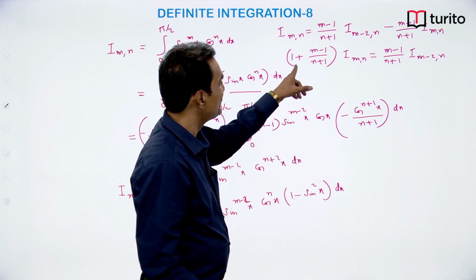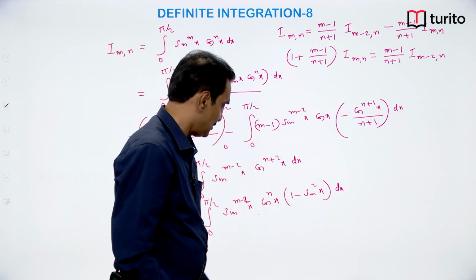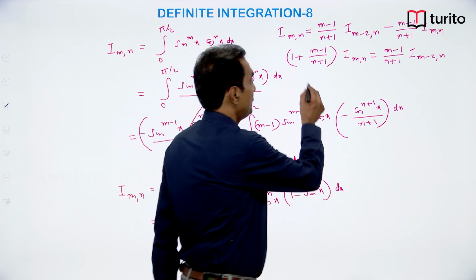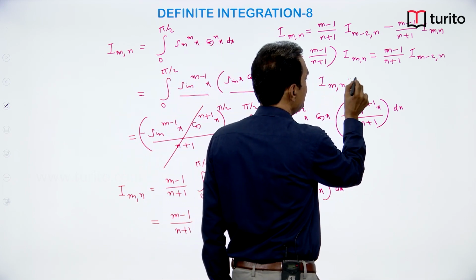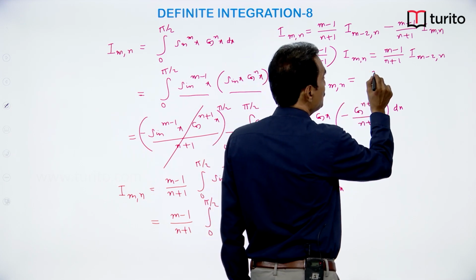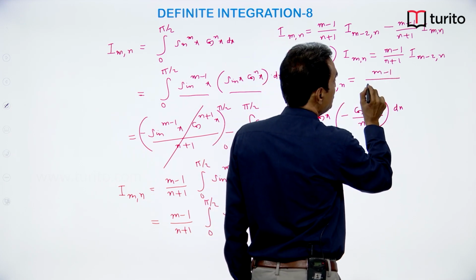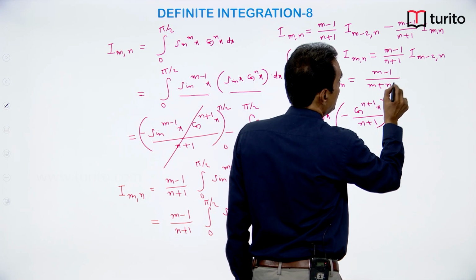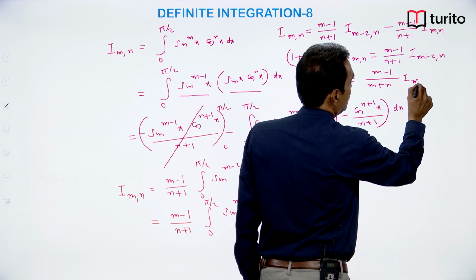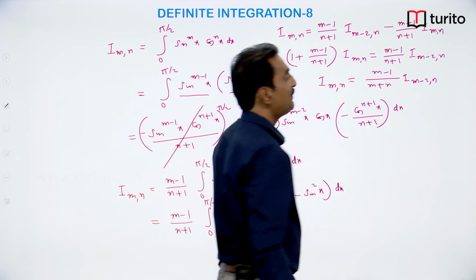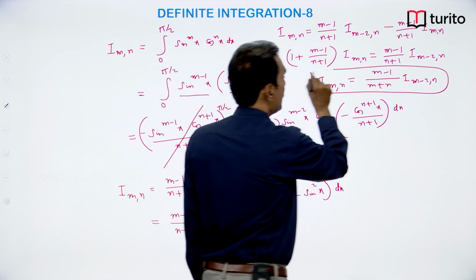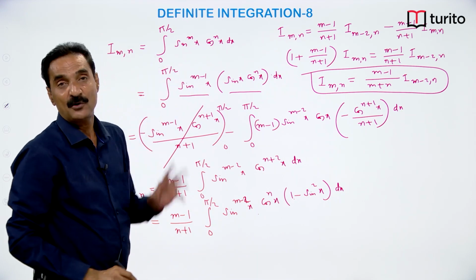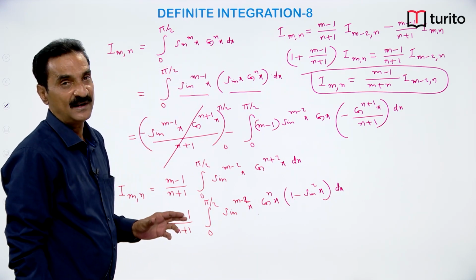Here take LCM and simplify. Finally, you will get Imn is equal to, space is not enough, so I am writing the direct step. Imn is equal to m minus 1 by m plus n into I m minus 2 comma n. This is the reduction formula for integral sine power m x into cos power n x.